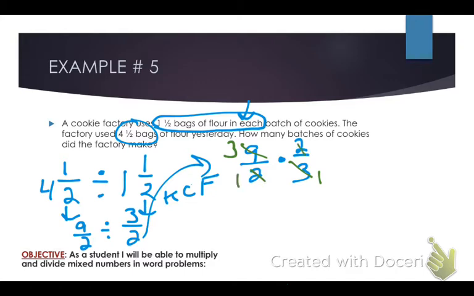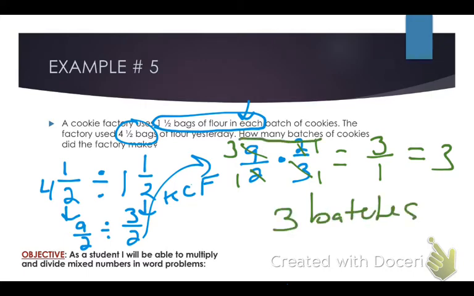How many 2's are in 2? It'd be 1. How many 2's are in 2? It's 1. We're going to go ahead and multiply across, so it gives us 3 over 1, which is equal to 3. So how many batches of cookies? Remember, it says how many batches, so it is 3 batches. Okay? And that's our answer. So those are our 3. All right, those are our 5 examples.